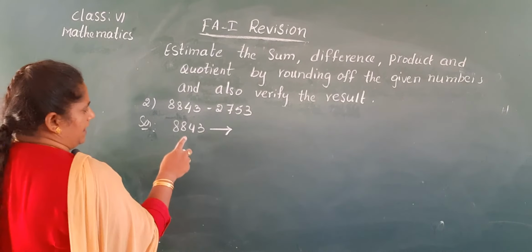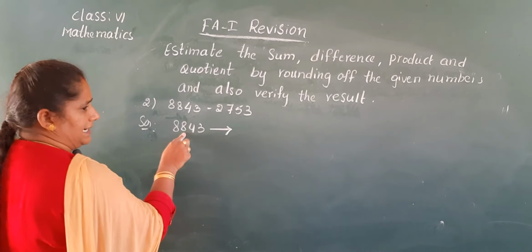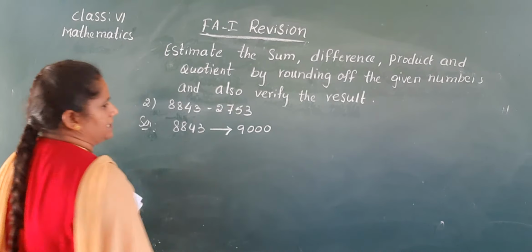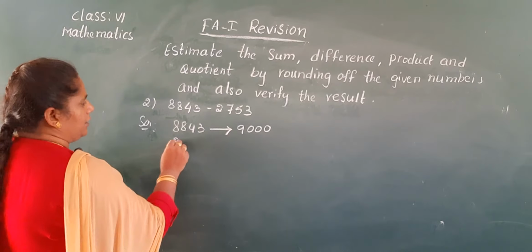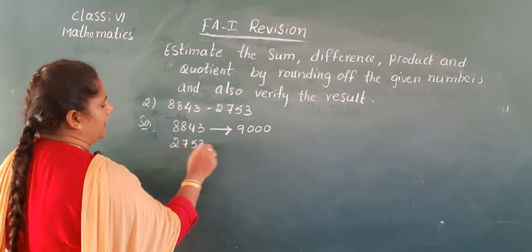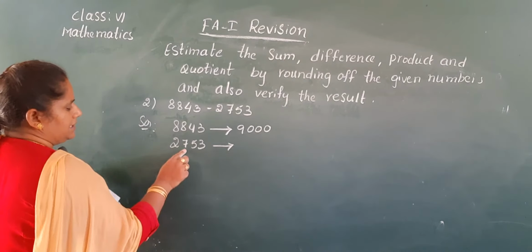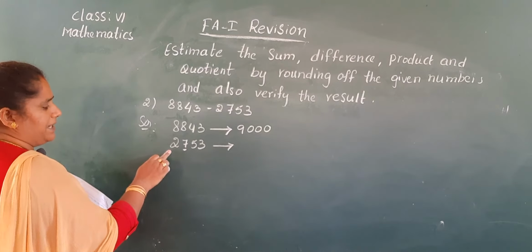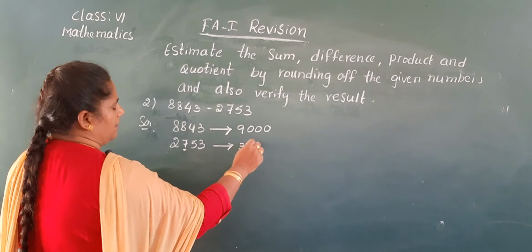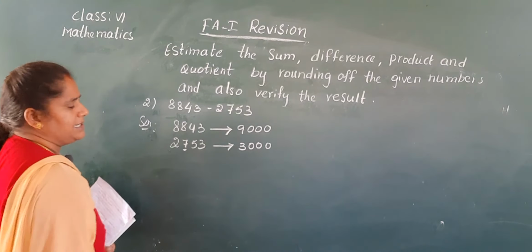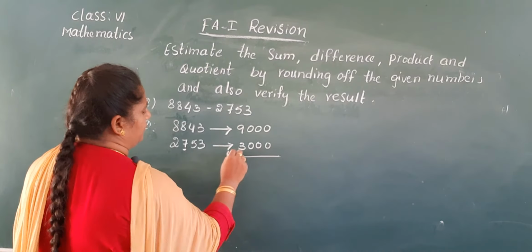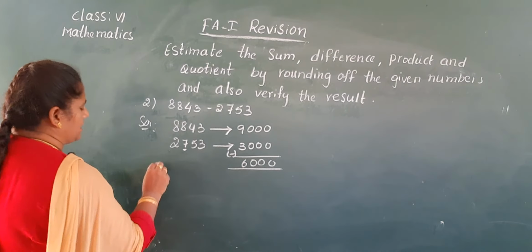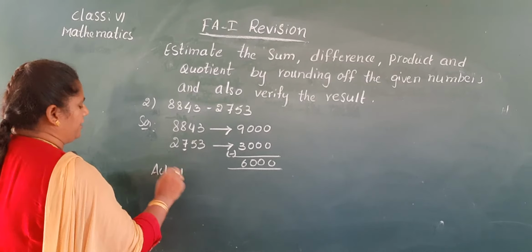Okay. 8,843. 8 is greater than 5, so this number is rounded to the next thousand. That is 9,000. And 2,753 is rounded off. See children, here 7 is greater than 5, so this number becomes 3. 2 plus 1, 3, and the remaining digits 0. Now you find the difference. Difference means minus, 6,000.